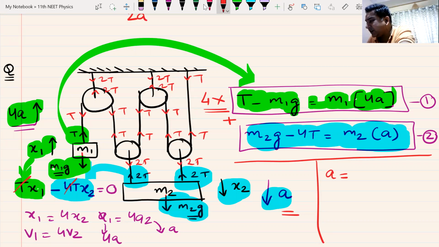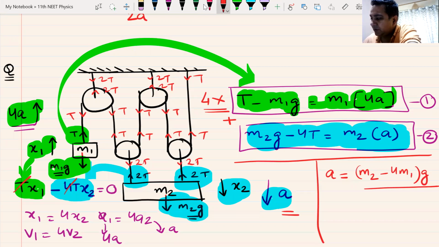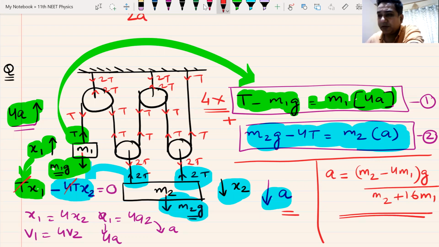Do you have the answer? Did you get it? So the answer you will get will be like this: (m2 minus 4 times m1) multiplied by g, divided by (m2 plus 16 times m1). This would be the value of acceleration. Do we understand this? Can I have some reason that we understand this, sir?